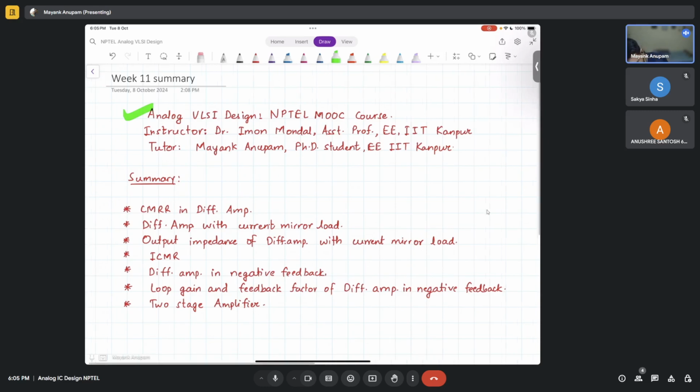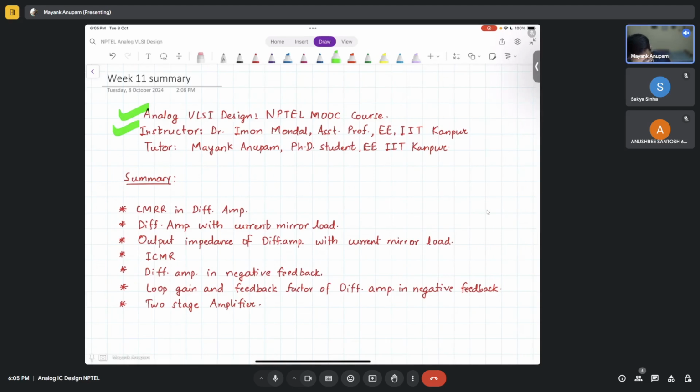The instructor for this course is Dr. Iman Mandal. He's an assistant professor in the electrical engineering department at IIT Kanpur. I am the tutor for this course and hold these discussion sessions on Tuesdays, 6 p.m. to 8 p.m. My name is Mayank Anupam. I am a PhD student in the Department of Electrical Engineering at IIT Kanpur.